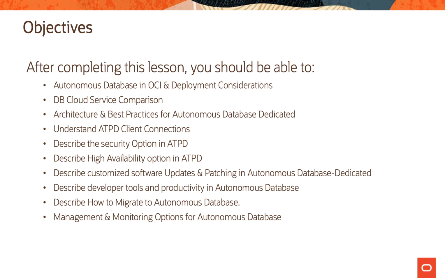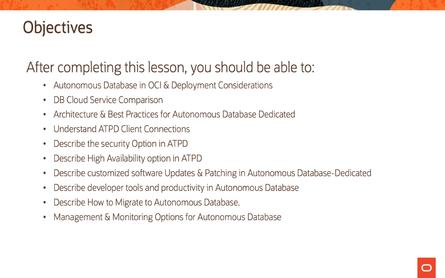So the objectives for this lesson are around these topics. First, we will focus on Autonomous Database in OCI as well as several deployment considerations. We will also look at database cloud service comparison, because we have several database services under the data management portfolio, and we'll see how they differentiate and their use cases. We will also talk about architecture and best practices for Autonomous Database Dedicated. We'll try to understand the client connections for Autonomous Transaction Processing Database Dedicated. We'll also talk about the security options available in Autonomous Transaction Processing Database. We'll discuss high availability concepts which are applicable to Autonomous Transaction Processing.